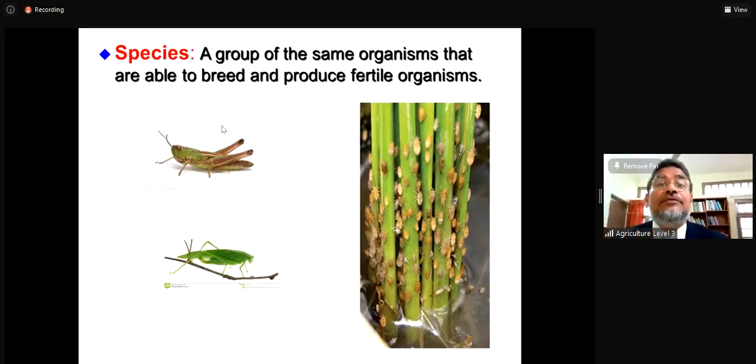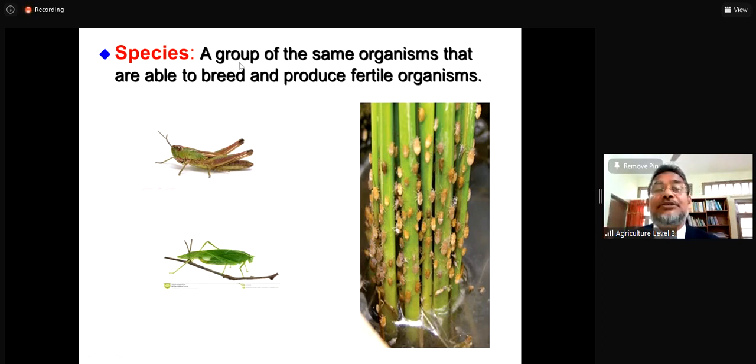So what is a species? Already I told you, the individuals of any species. You can see this is a grasshopper, a short-horned grasshopper on your left-hand side. You can see a long-horned grasshopper below the short-horned grasshoppers. On your right-hand side, you can see a large number of individuals of the same species. So this is also one species. A large number of individuals could be in the same place.